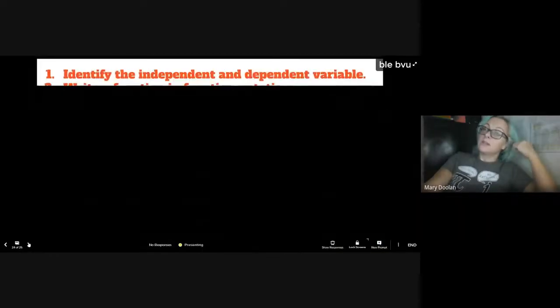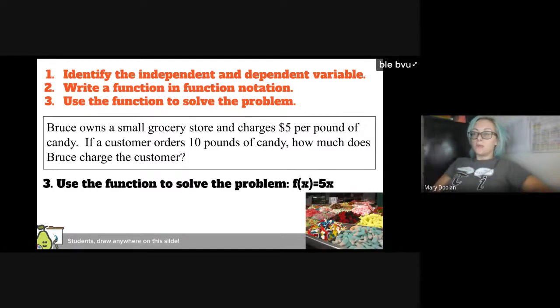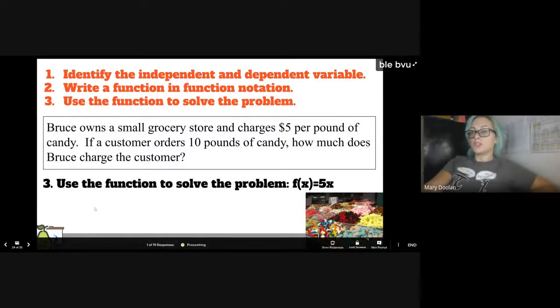And then your last interactive slide, you're going to use that function now, f of x equals 5x, to solve the problem. So this problem, our x, our pounds of candy, is 10. So what is he going to charge the customer using our function? Can you show, using the function, f of x equals, and then substitute your x value in place of the x?